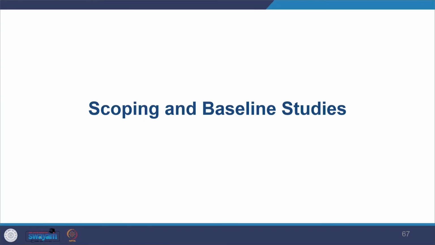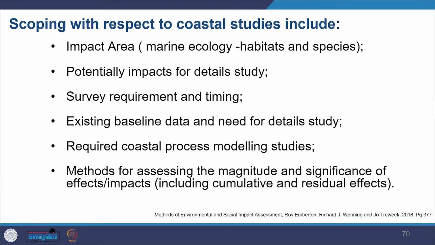So moving on to the scoping and baseline studies. While you're doing scoping, there are certain key issues which you need to consider in the scoping stage when you are dealing with the coastal area. First you would identify the impact area. You would look at to what extent the impact of any development you are doing will happen, in terms of the marine ecology. You're going to look at what kind of habitat and what kind of species are there.